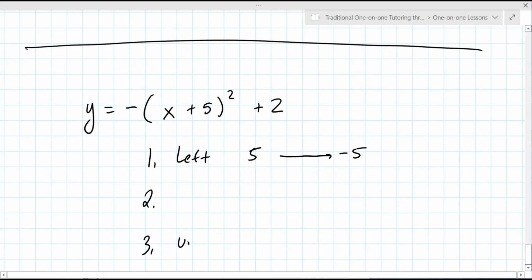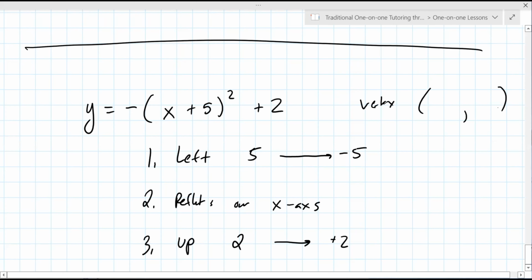And then is it up or down? Up 2. So that corresponds to +2. What's the middle thing that's going on here? Reflects over x-axis. They expect you to write this on your test. Yeah, that's good. So what is the vertex of this one? Vertex is -5 and 2. Good. Okay, so I think you're getting it down. That's really great.